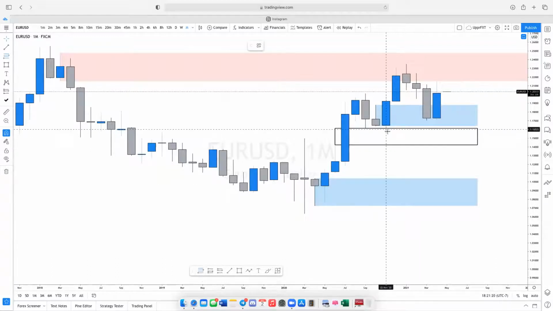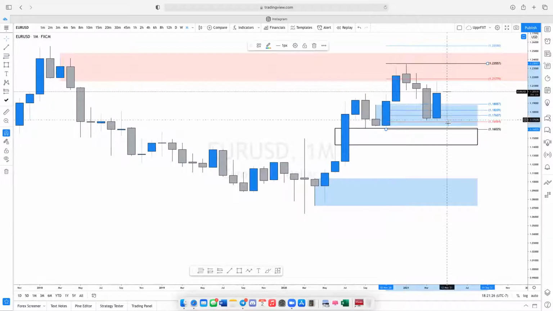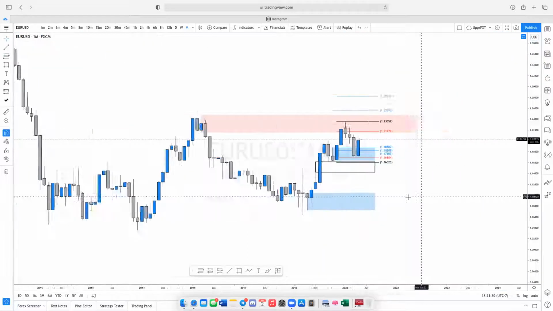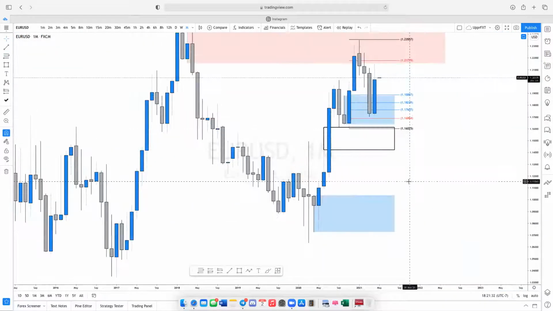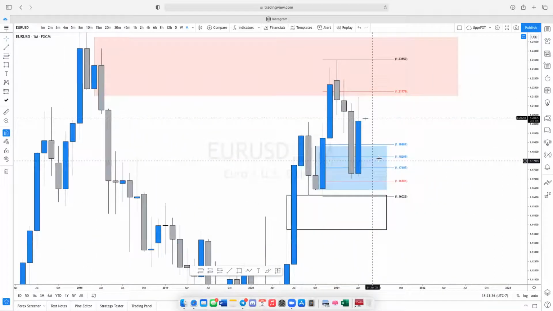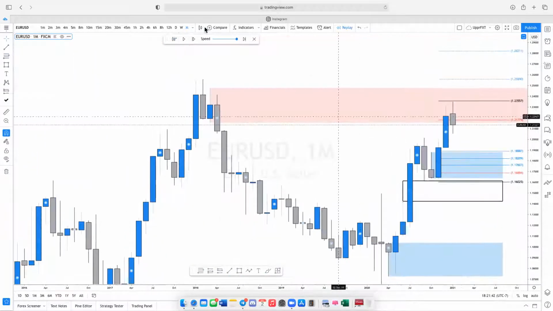We can also take a look at this, to see if we could have gotten into this move. Showing you guys the fib, that's how you use the fib: swing low to swing high in a trend. You could have caught this move using supply and demand for extra confluence. So as price moves, I'll use my replay tool.